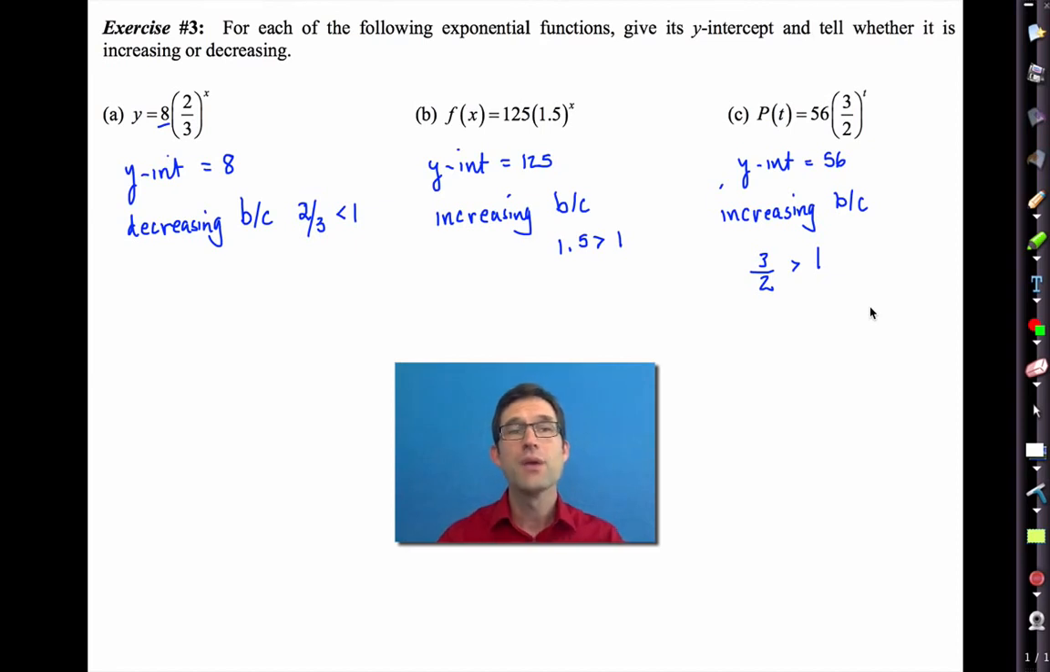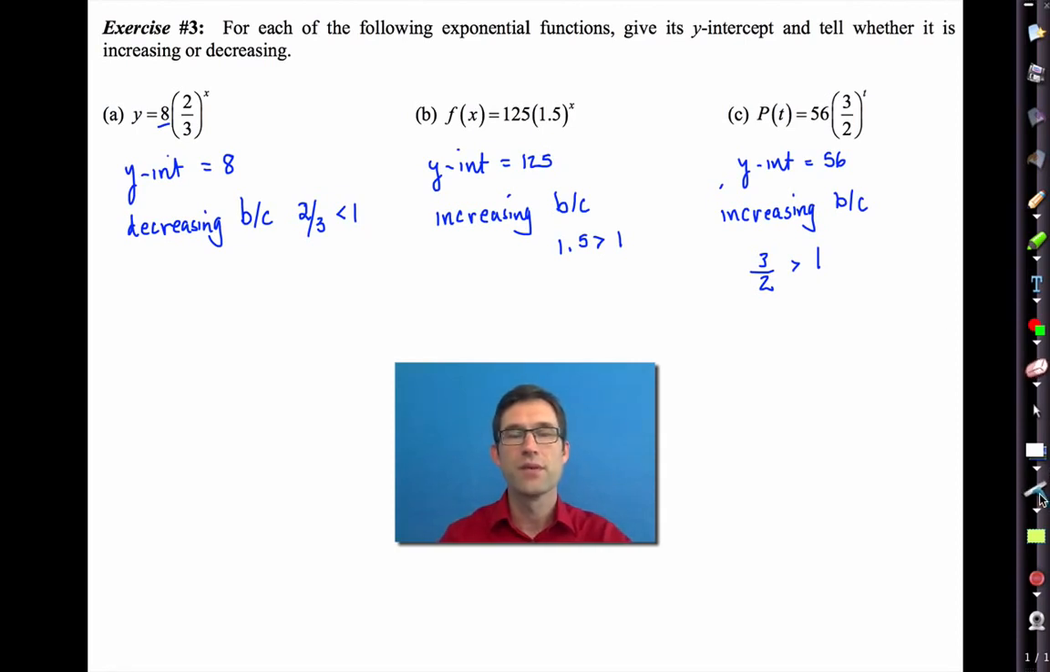All right, so it's very, very important. It's not about fractions, it's not about decimals. The increasing and decreasing nature of exponential functions is all about whether that base is greater than 1 or between 0 and 1. If it's greater than 1, the exponential function increases. If it's between 0 and 1, the exponential function decreases.